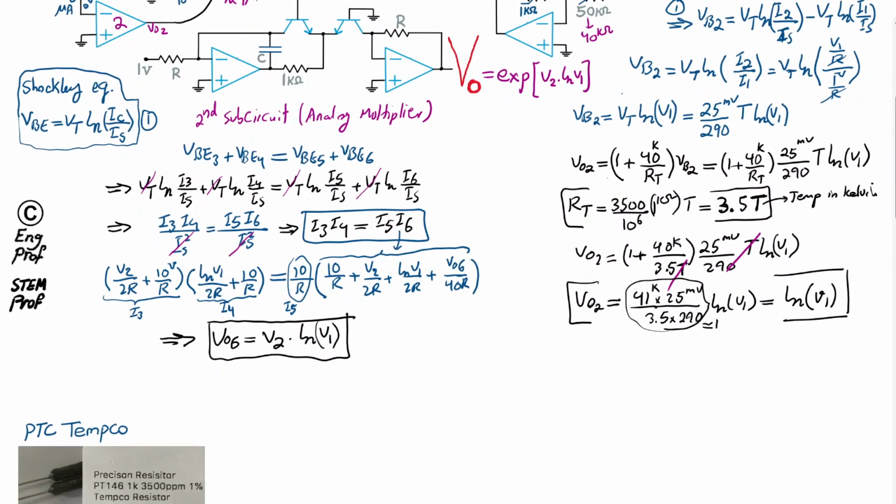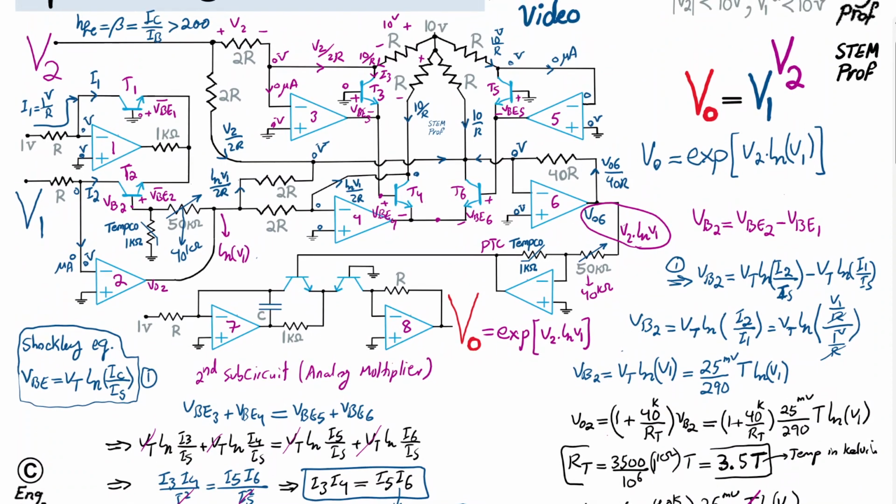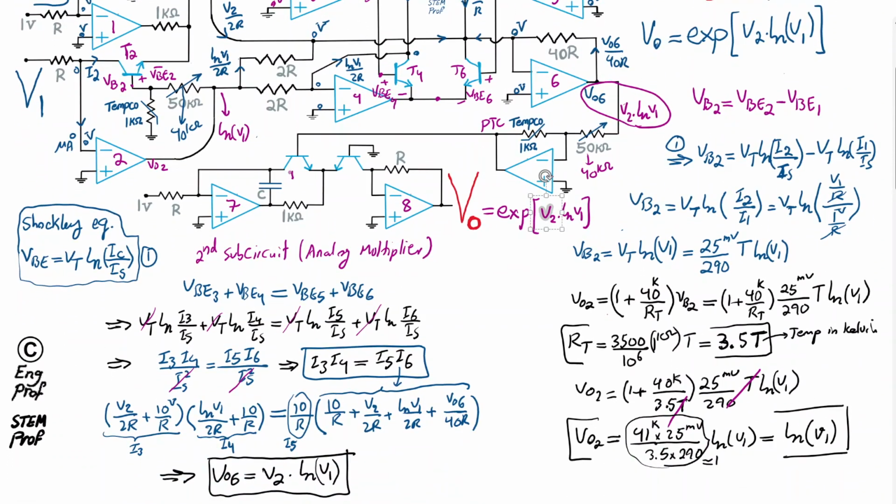So let's focus on the third one. I'm going to name these op-amps as op-amp 7 and 8. And I am going to name these transistors as, so we had up to T6. This is T7, and finally transistor T8.